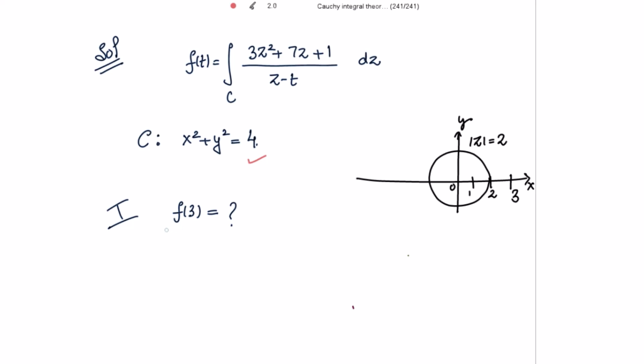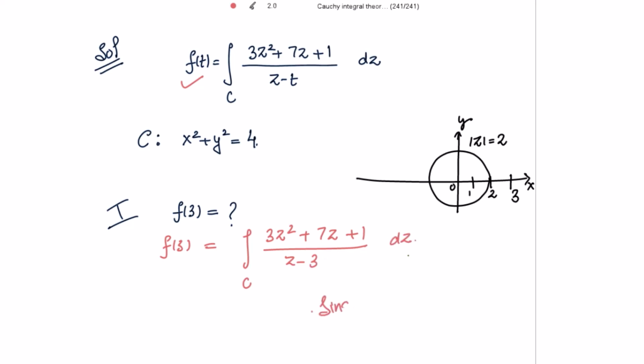So this is the function given to us, and this is the circle mod z equal to 2. We need to find first f of 3, right? Now as f of t is equal to this, just put t equal to 3 over here. So we get f of 3 to be equal to the integral of 3z square plus 7z plus 1 divided by z minus 3 dz, right?